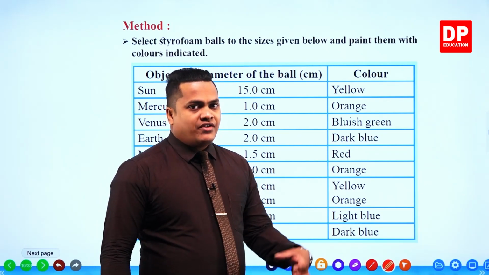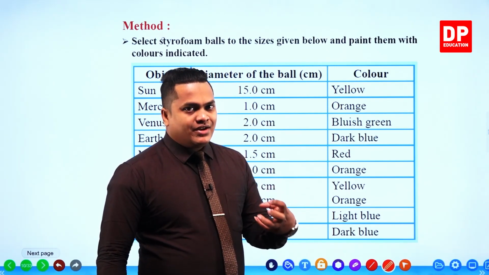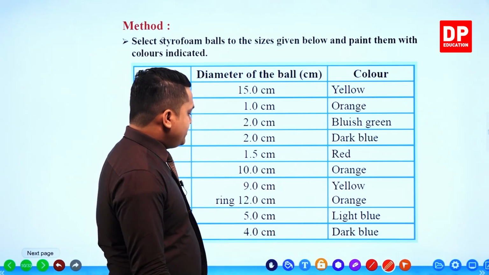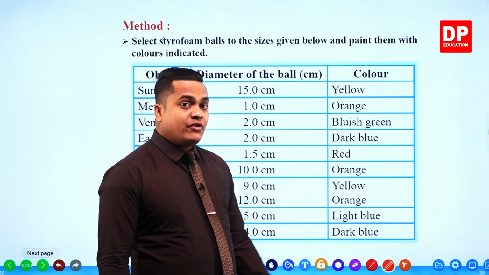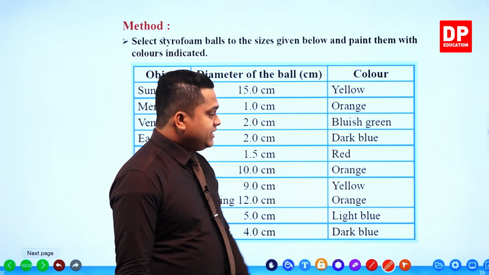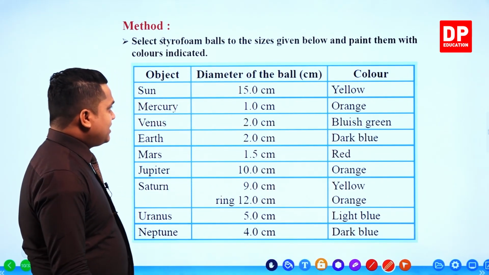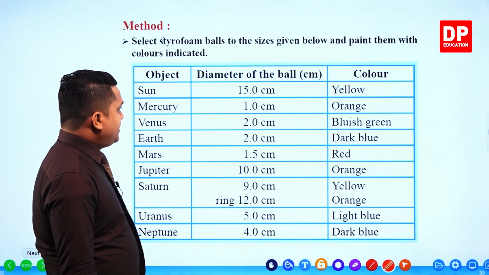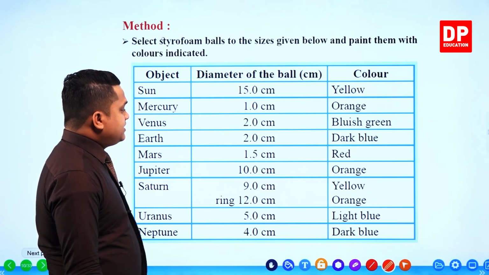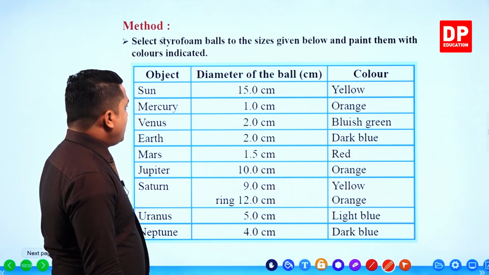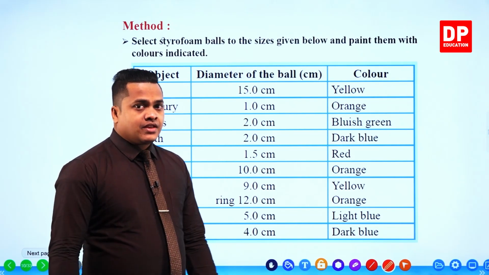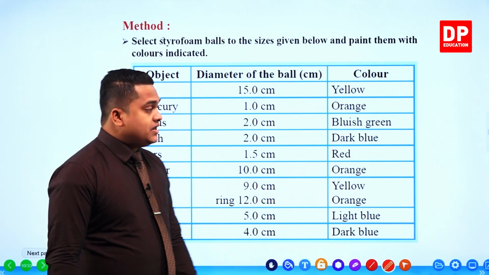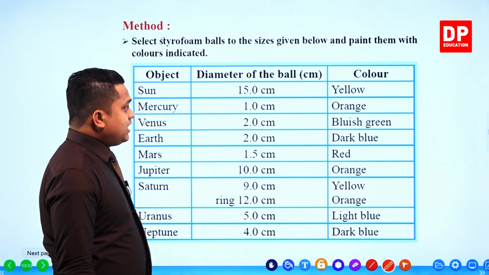So my dear children, you have to select the diameter of the balls according to these dimensions, and you have to color the surfaces by using these colors. So we'll see what the dimensions are. The diameter of the first ball should be 15 centimeters. It is the largest one. You know that our sun is the largest celestial object in our solar system. It should be 15 centimeters, the largest one.